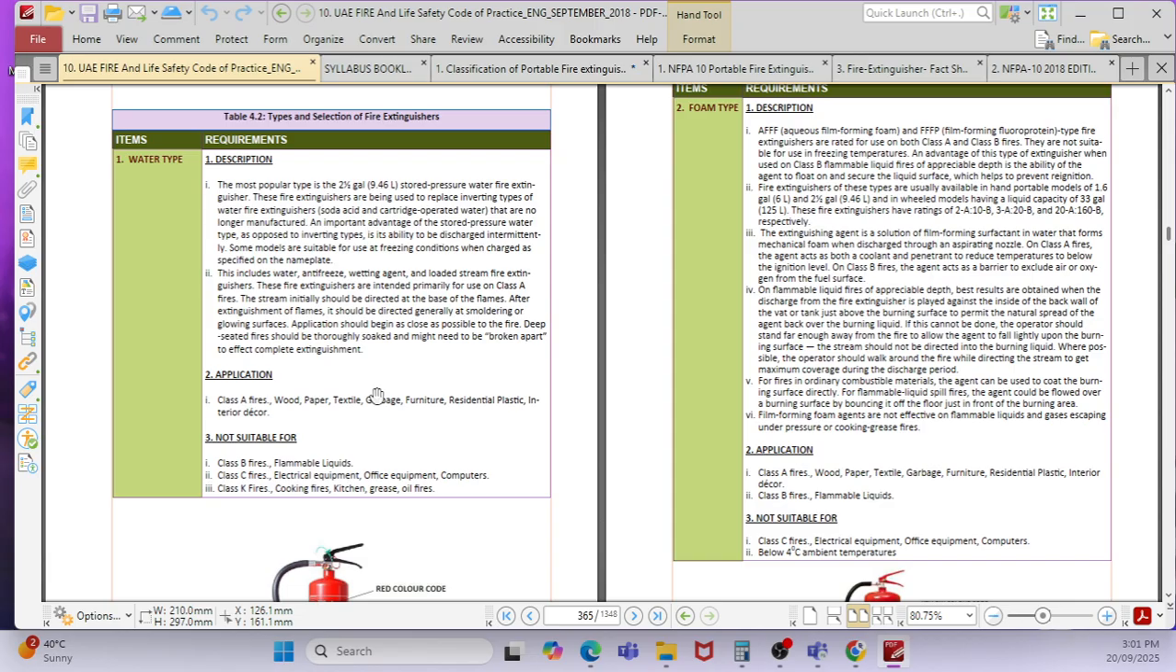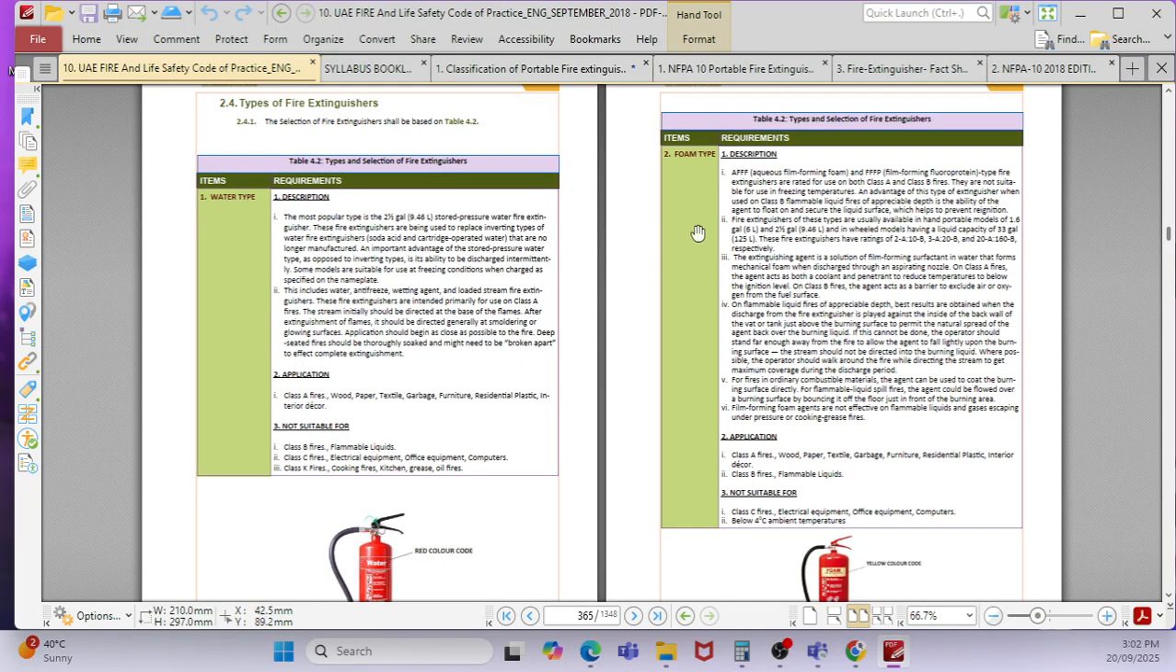Say for example, what are the types we have? We have a sprinkler system, then we have a gas system, and then we have fire extinguishers. Where you no need to use a water system, or where you no need to use a clean agent system, you can use the fire extinguisher for smaller applications, where the sprinkler is not available, where the clean agent is not necessary. So that area you can use it.